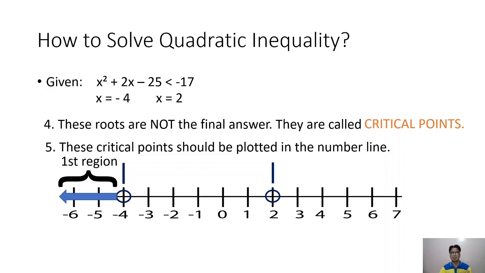Ano po yung value na makikita natin dito sa first region? Kung ito yung ating critical point, lahat ay mas mababa sa negative 4. Sa madaling salita, ang lahat ng value dito, x is less than negative 4. This will fall under the first region.